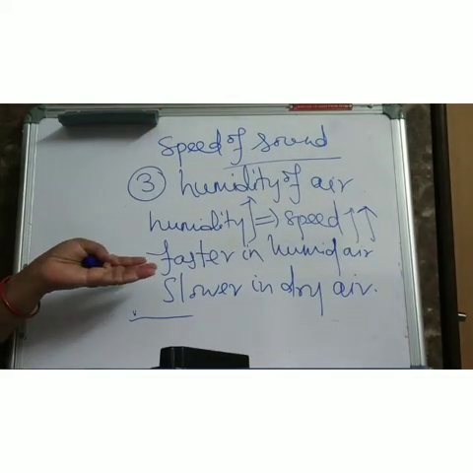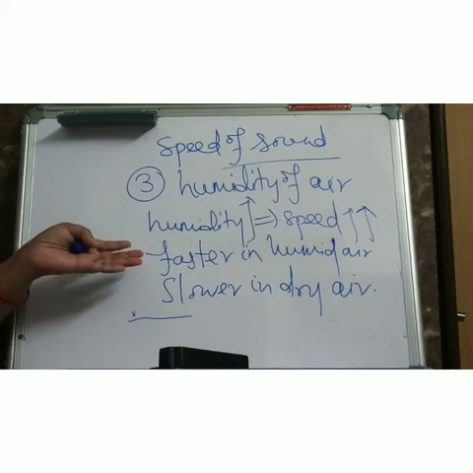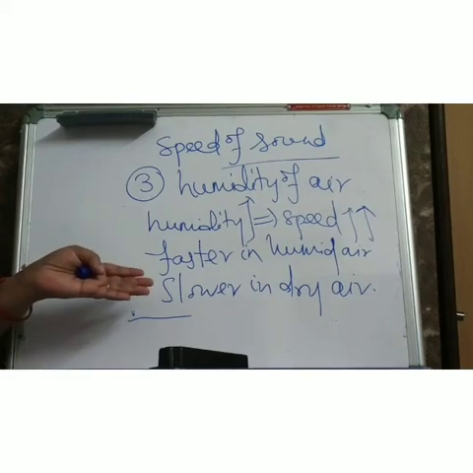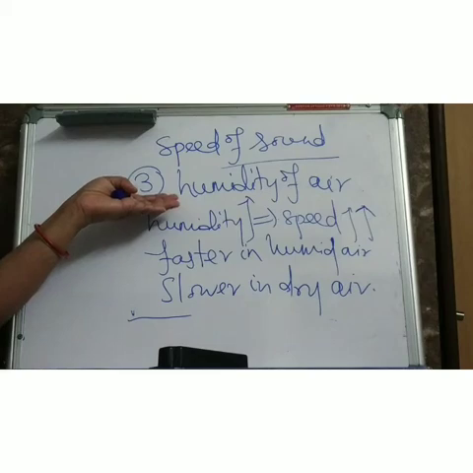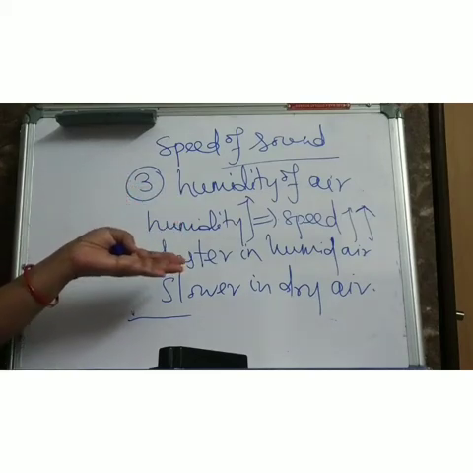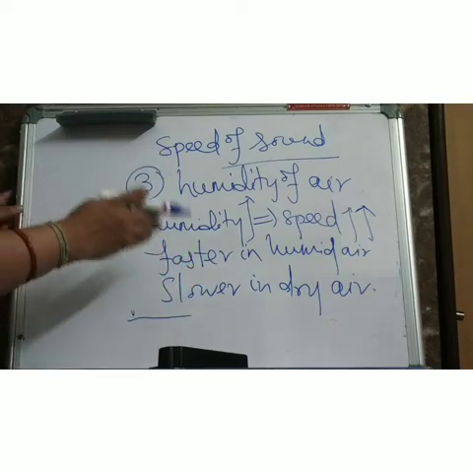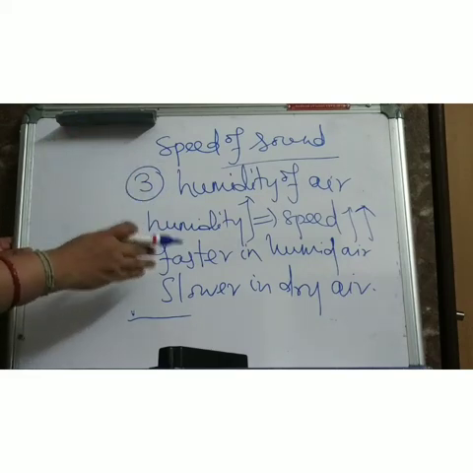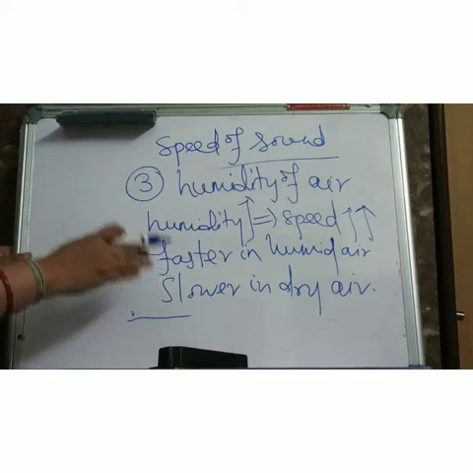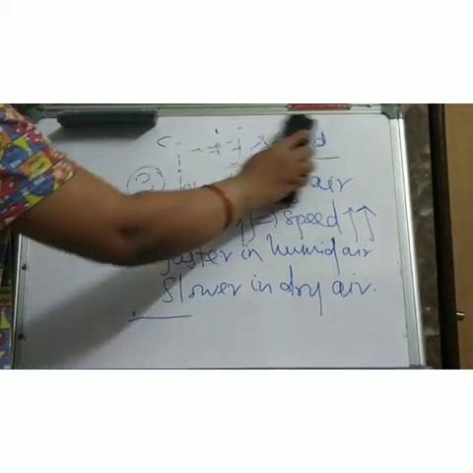So a common example, we know the sound travels faster on a rainy day. Sound travels faster on a rainy day because of humidity. So you can get a reasoning question in the exam: why does sound travel faster on a rainy day? You can write, because as humidity increases, speed also increases. That's why sound travels faster on a rainy day. I hope I am clear on speed also.